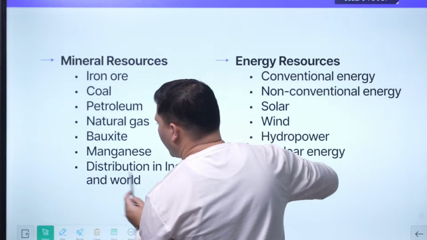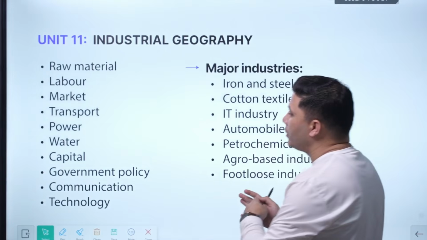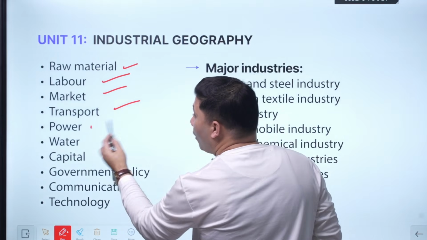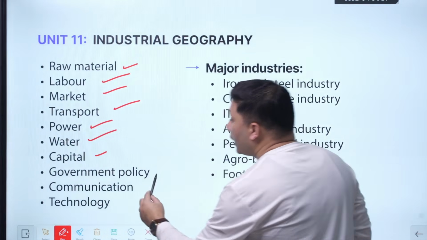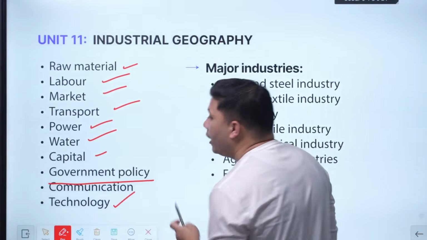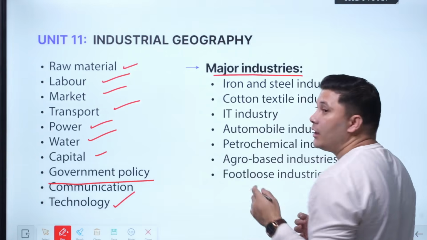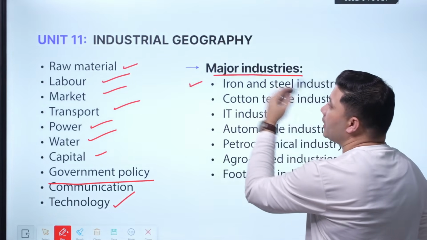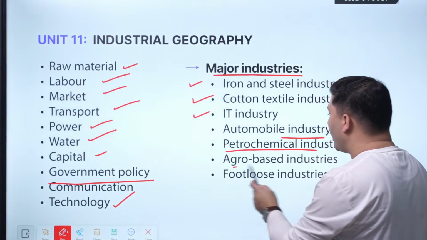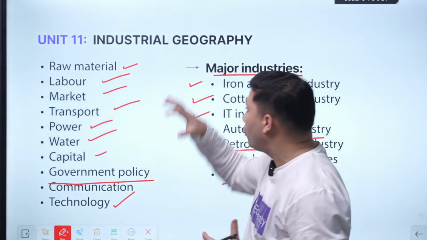Now going forward, you also have to study the industrial geography. In the industrial geography, you really have to know about the raw material, labor, market, transport, power sector, water, capital, government policy, communication technology. What is the communication technology the government is using? After that, the major industries that you have to learn: iron and steel industries, cotton textile industries, IT industries, automobile industries, petrochemical industry, agro-based industries, food processing industries. These are very, very important. You have to have an idea about all of this.